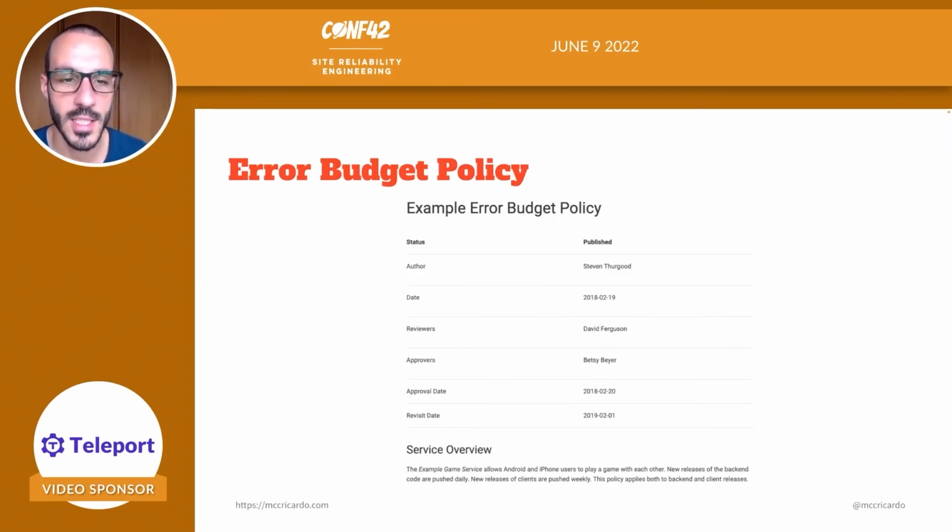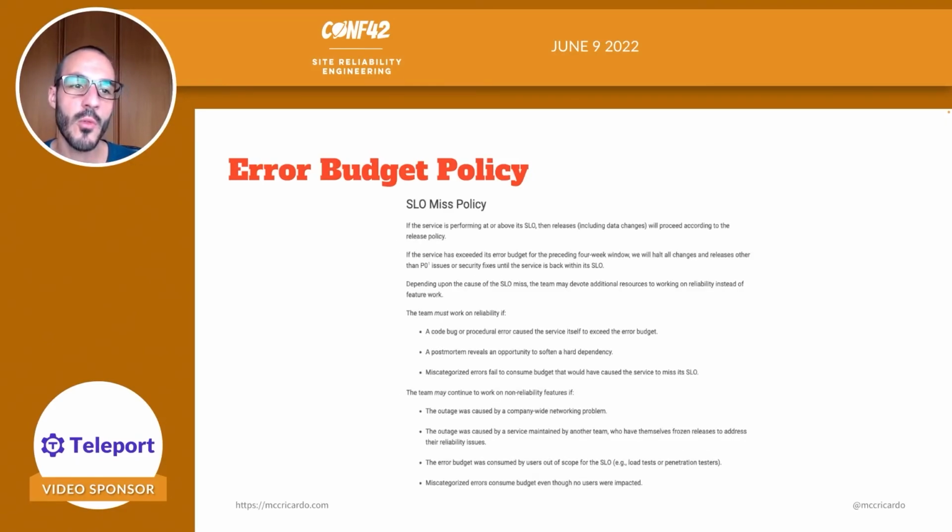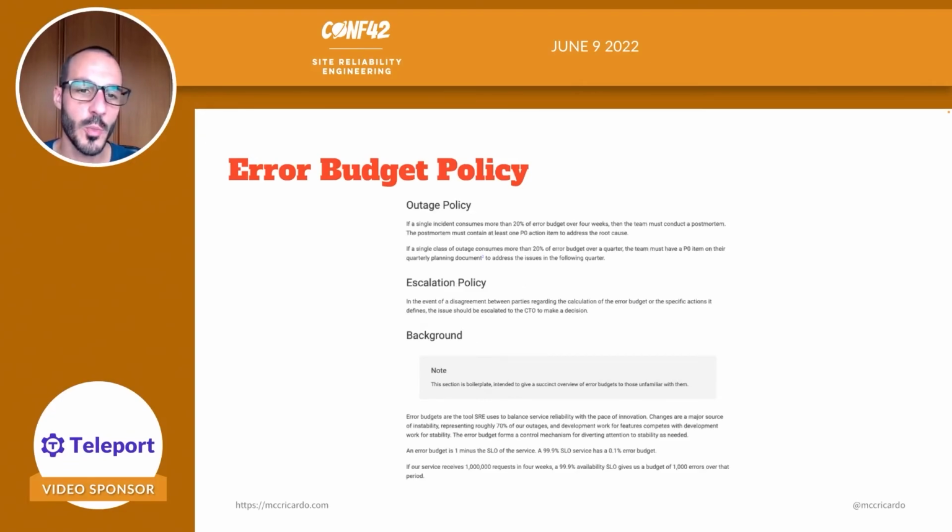So here in this example, we see that we have the authors of the error budget policy, when it was defined, who reviewed it, who approved it, when it was approved, and when it should be revised. We then have a service overview, so it will be the service or group of services that this error budget policy applies to. We would then have the goals and non-goals. So these are the goals that the error budget policy tries to achieve and what are not the goals that it's trying to achieve. Then we have a definition of what it means to actually miss the SLO. So here's a detailed description of what it means for the SLO to be missed, and basically means when this error budget policy will be enforced. We can also have other sections like an outage policy, an escalation policy, and some background if it is necessary.